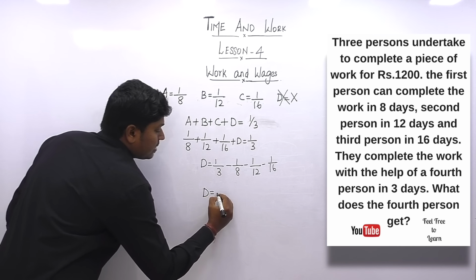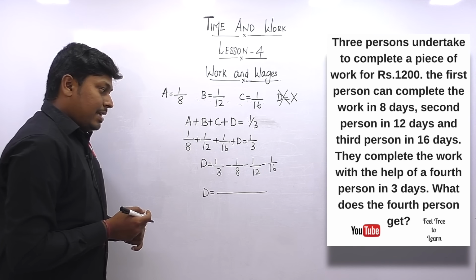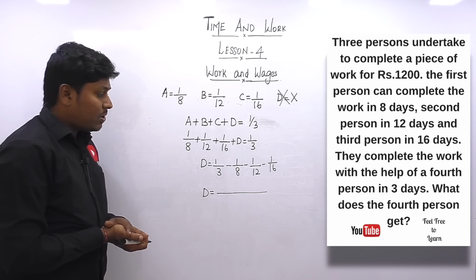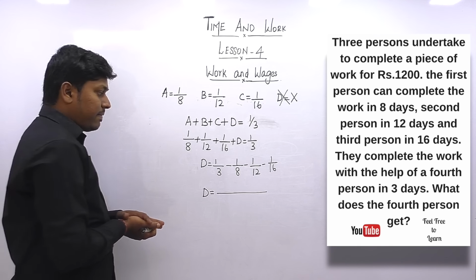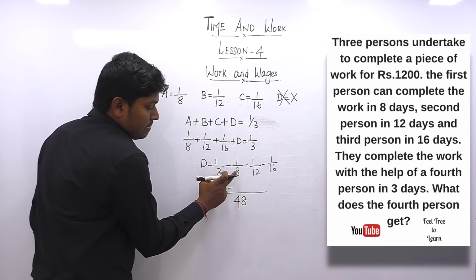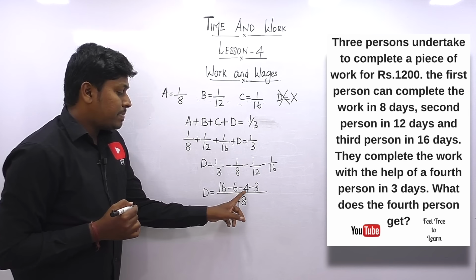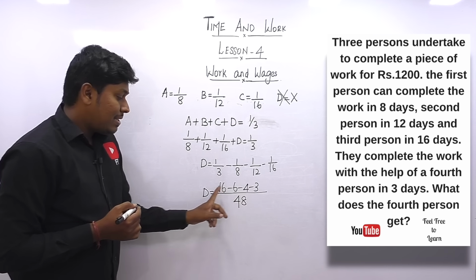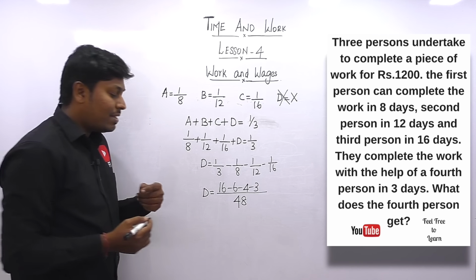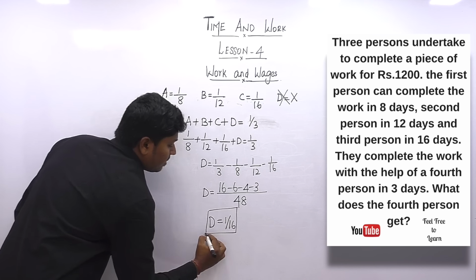So D is equal to, when you take LCM of 3, 8, 12, 16, LCM can be 48, right? Because 48 is divisible by all the numbers. So let me take LCM as 48. So this becomes 16, 8 6s are 48, 12 4s are 48, 16 3s are 48. So 6 plus 4 will be 10. 10 plus 3 will be 13. 16 minus 13 will be 3. So 3 divided by 48, which is 1 divided by 16. So finally we can say that the 1 day work done by D will be 1 by 16.